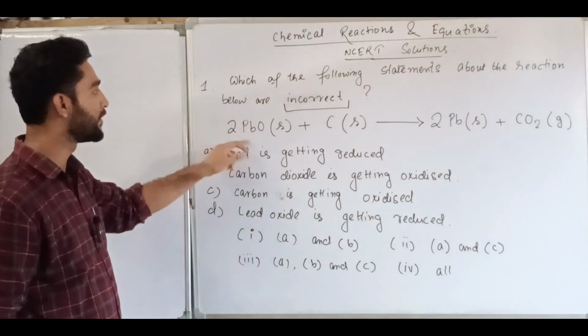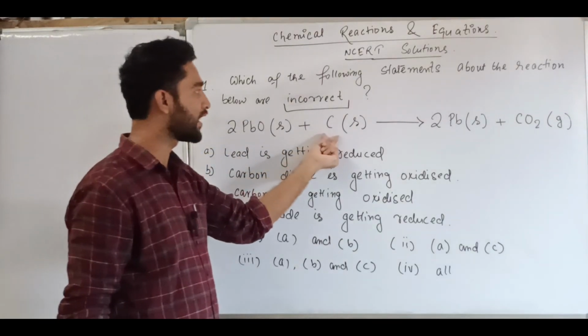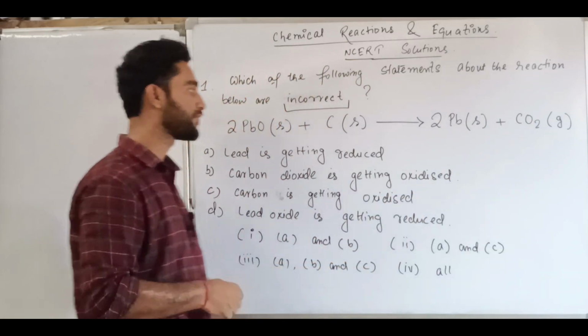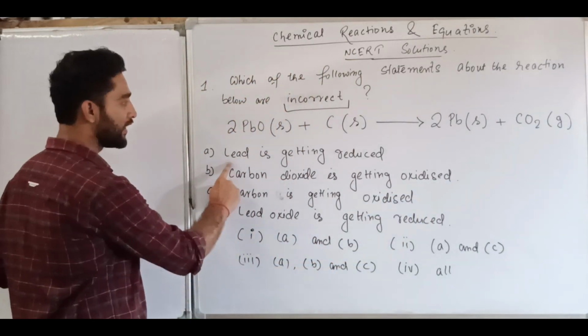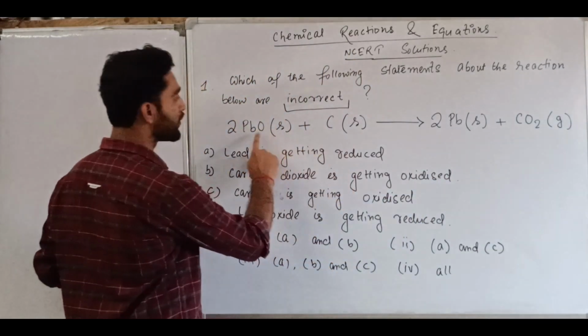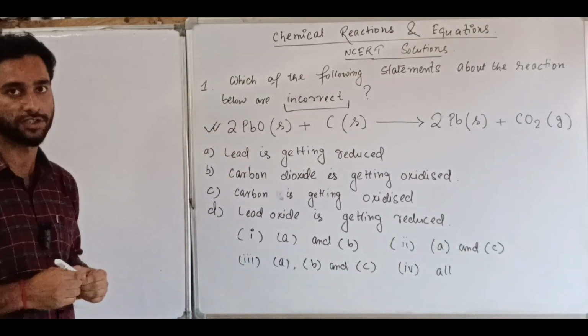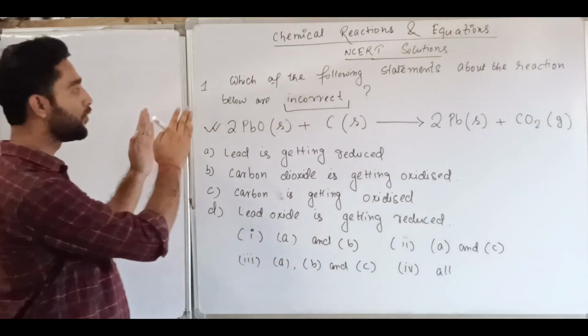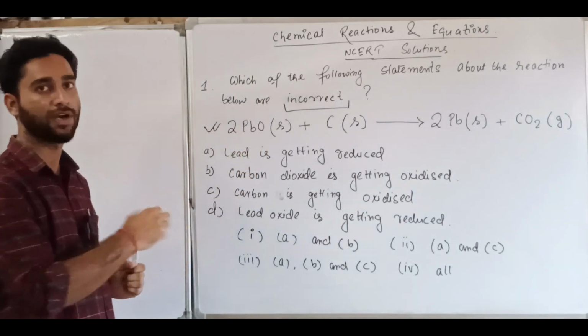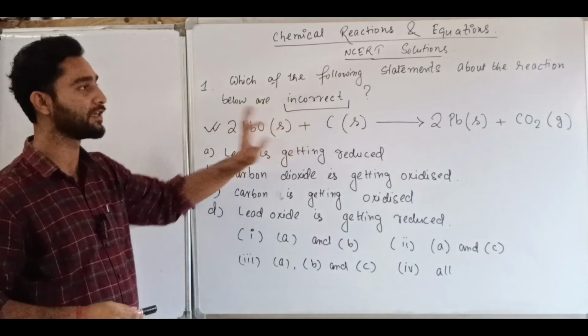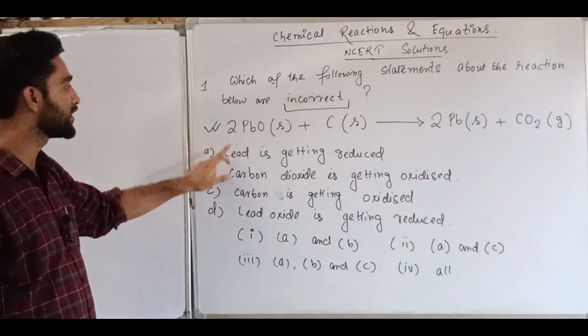So this is the reaction given. Lead oxide reacts with carbon. They form lead and carbon dioxide. So the first option is given: Lead is getting reduced. This is an example of an oxidation and reduction reaction. We have to find out which substances are getting reduced and which are getting oxidized, and find the incorrect statement.